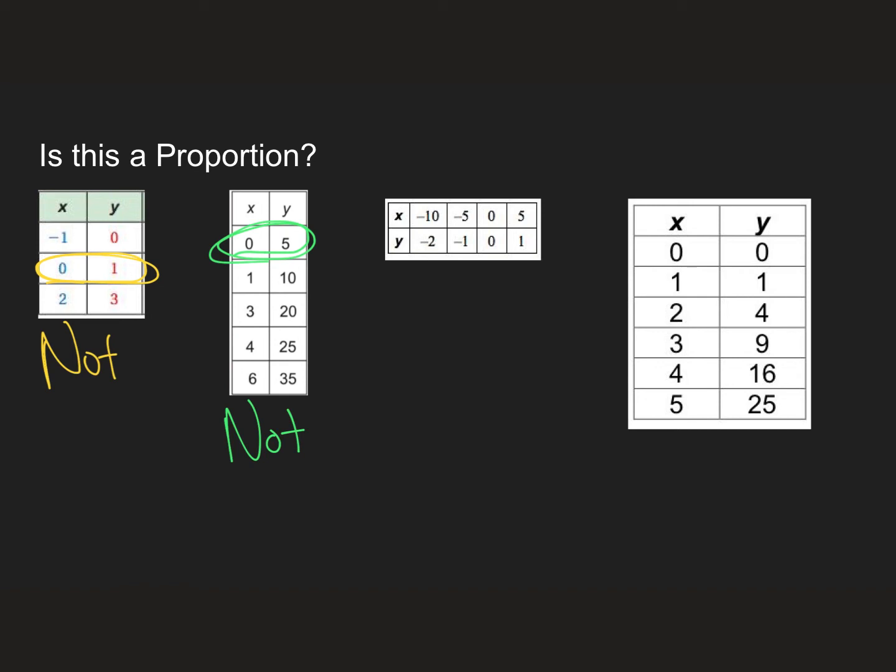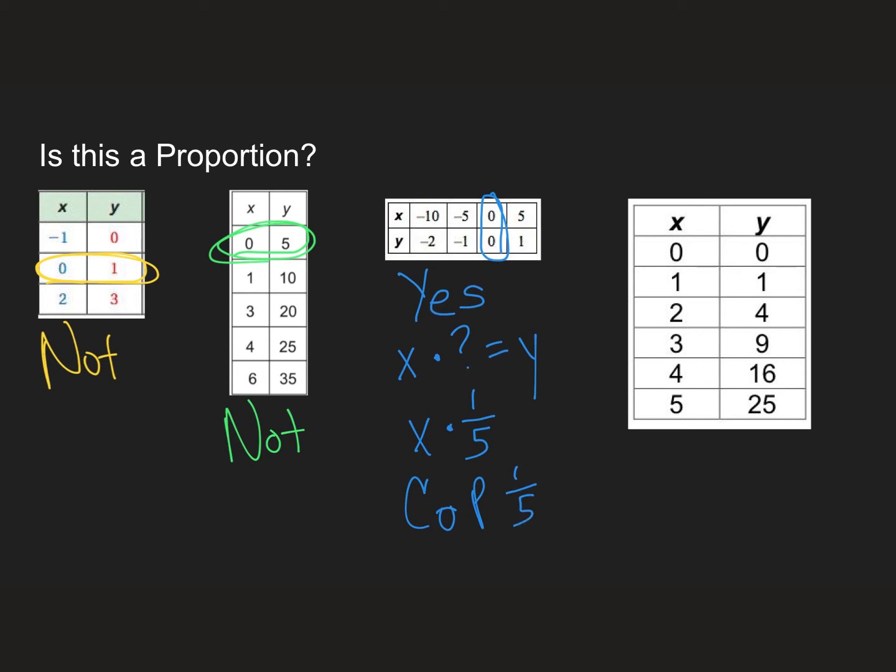And the next one. When x is 0, y is 0. So this one is proportional. And my constant of proportionality to get from x to y, so I need to go x times what will give me y. So in this case, it's going to be x times, because we'd actually need to divide, so it's going to be times 1/5. So my COP is 1/5.